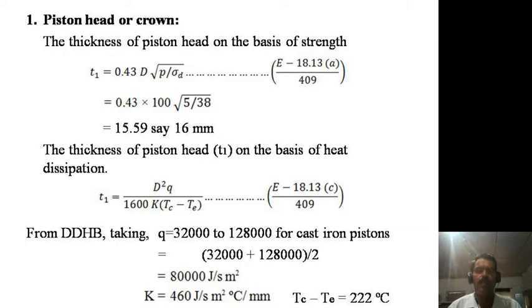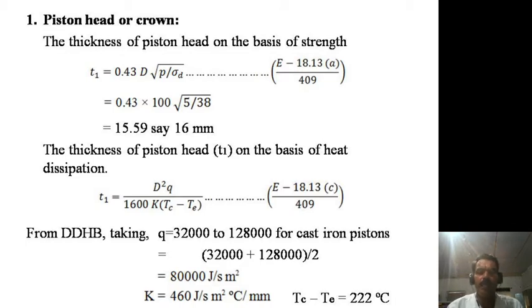On the basis of strength only, we are going to find out the T1 value. So T1 is equal to, this is the standard formula, T1 = 0.43 D × square root of (p / σd). Therefore 0.43 × 100, because it is the D value, × square root of 5, that is the p value, divided by 38. 38 is nothing but the stress, that is 38 Newton per mm square. By simplifying, we get this value, 15.59. It can be rounded up to the next two-digit number, that is 16 mm.